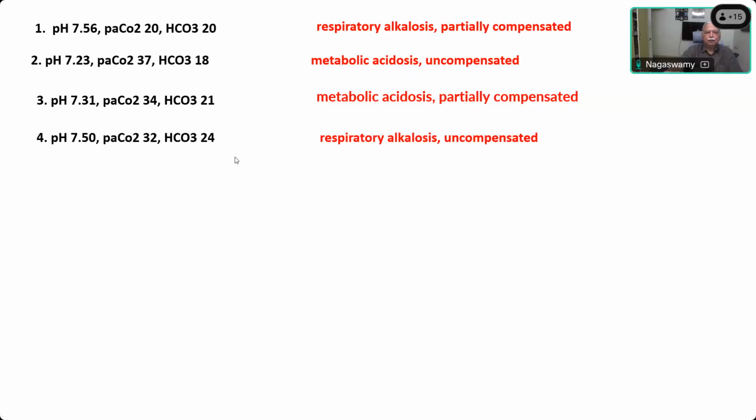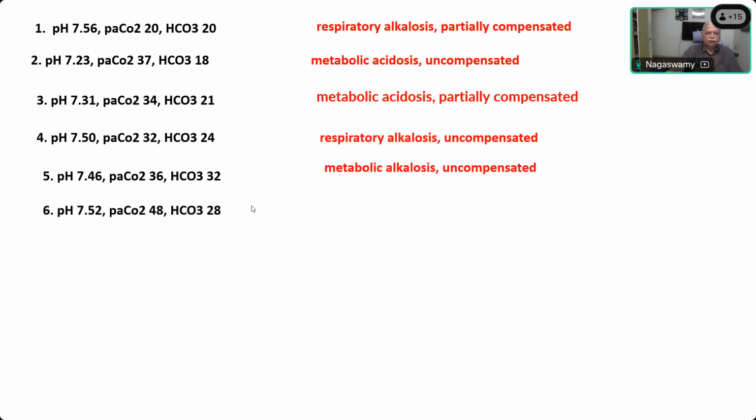Okay. So be specific in your answer. That is very, very important. pH 7.46, CO2 36, bicarb 32. Metabolic alkalosis, uncompensated. Very good. pH 7.52, PCO2 48, bicarb 28. Metabolic alkalosis, with respiratory compensation.